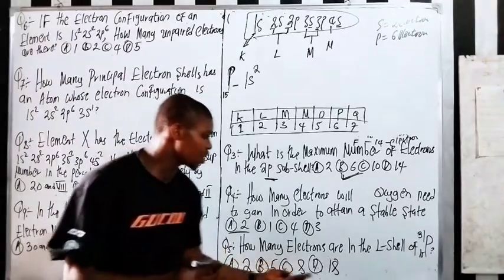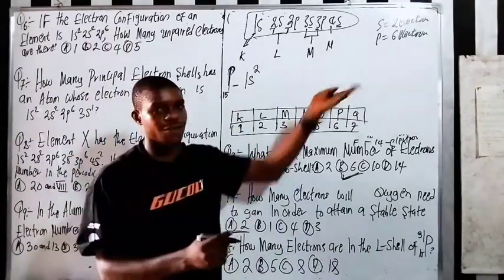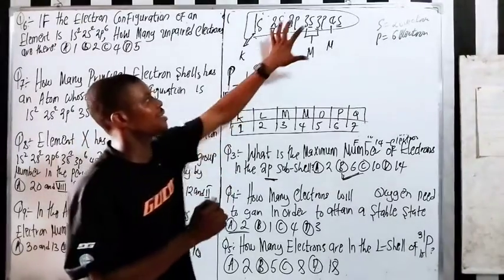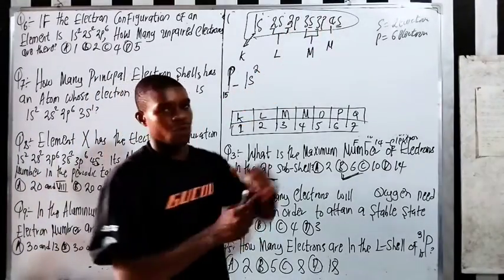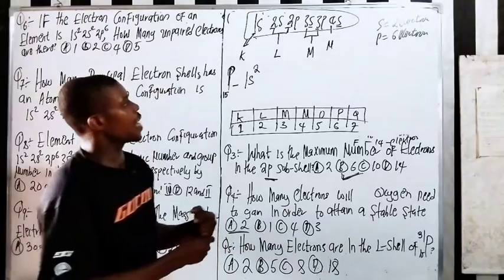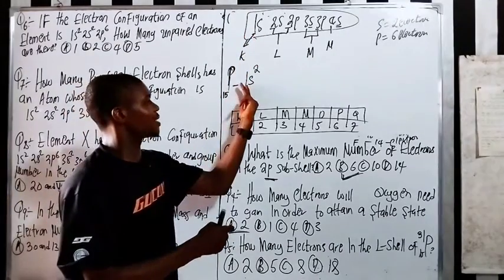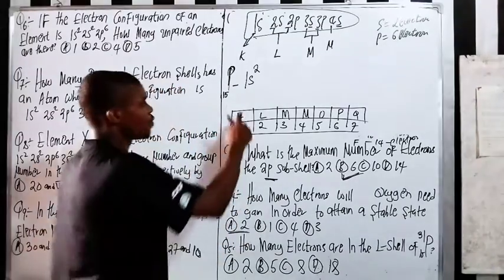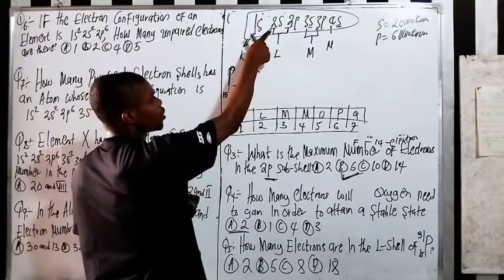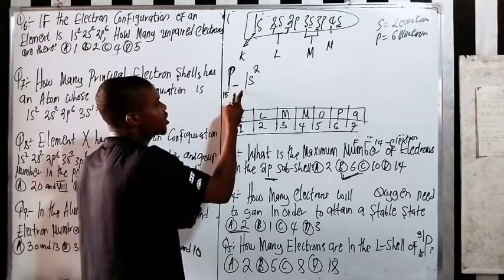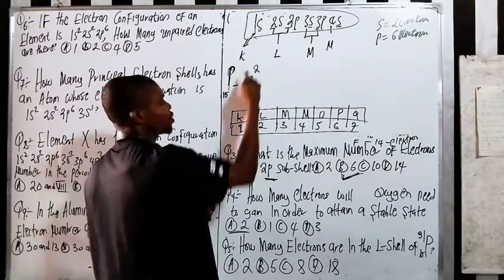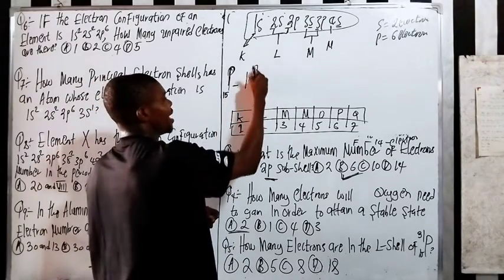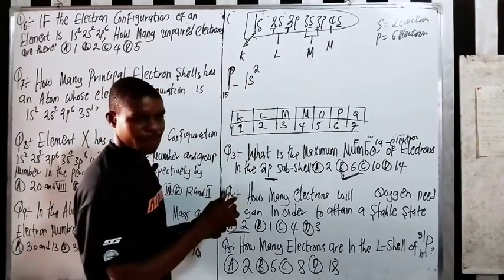Because for you to solve this question, you must write the electronic configuration very well, using this system of writing electronic configuration. So here we have 1s. Now remember, s will accumulate how many electrons? 2 electrons. So here we have 1s2. Now that is my K shell, which only has 2 electrons, because here we have the K shell.